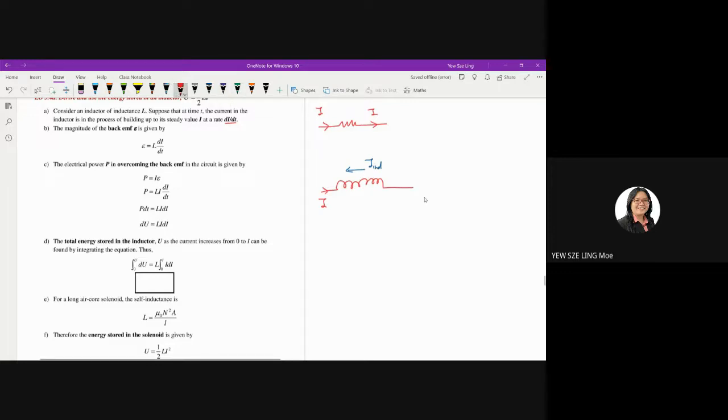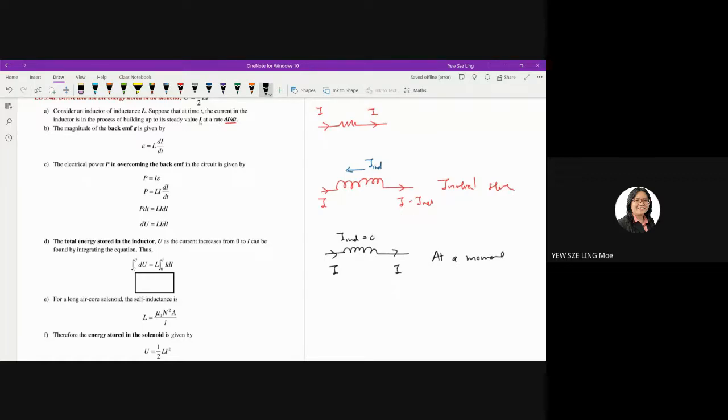So the I on the right hand side, this is the initial state. So this is your I minus I induced. And then after a period of time, it will become a constant value. So you have I here and I here. At this time, your I induced is equal to 0. So it is unlike a resistor.